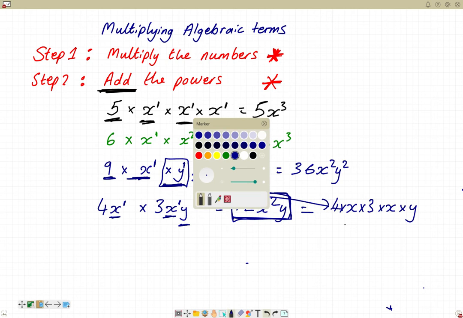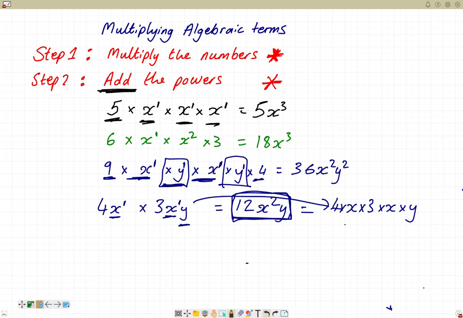Okay, so let's try another example. So let's say I have 5x squared times 10x to the power of 5. Now in this one, multiply the numbers. So 5 times 10, 50. Then x to the power of 2 times x to the power of 5. Add the powers. 2 plus 5, x to the power of 7.